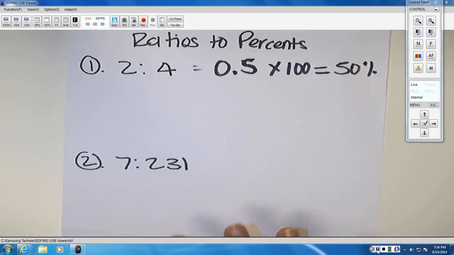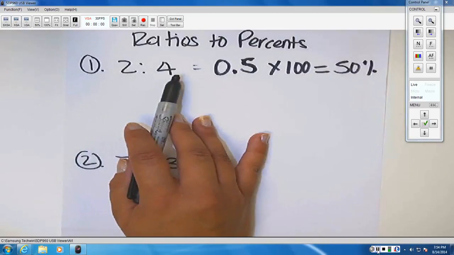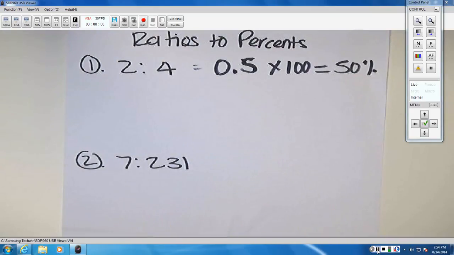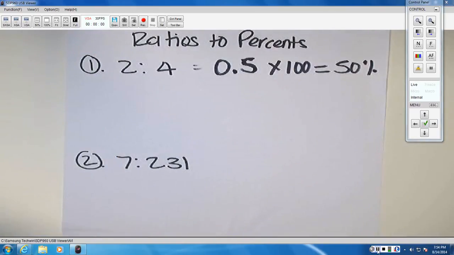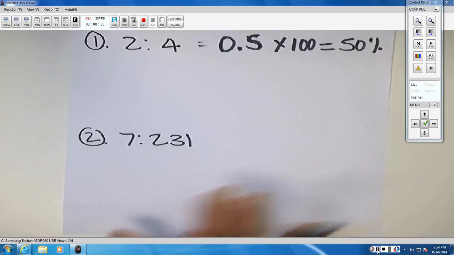So basically all I did, my ratio was 2 is to 4. I ended up taking that ratio and turning it into a decimal by dividing the first number by the second number. So 2 divided by 4 was 0.5. To now take that 0.5 and make it into a percentage, I had to multiply it by 100, and I got 50%. Let's do the next one.